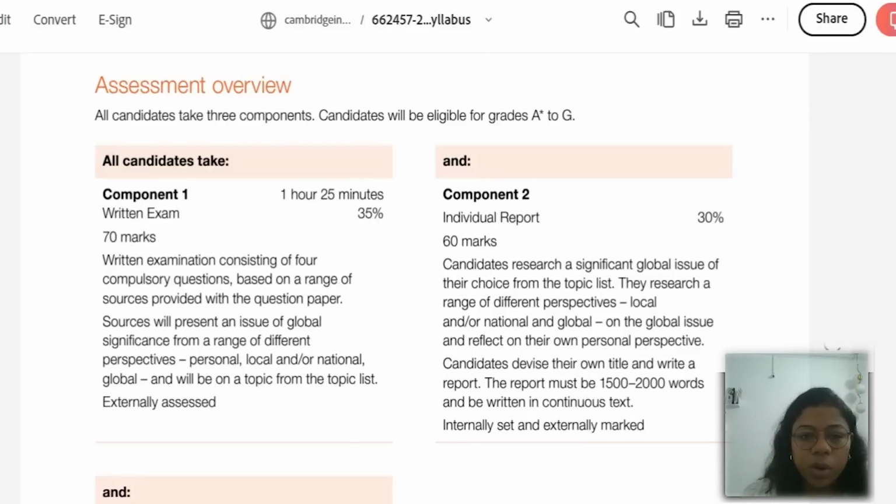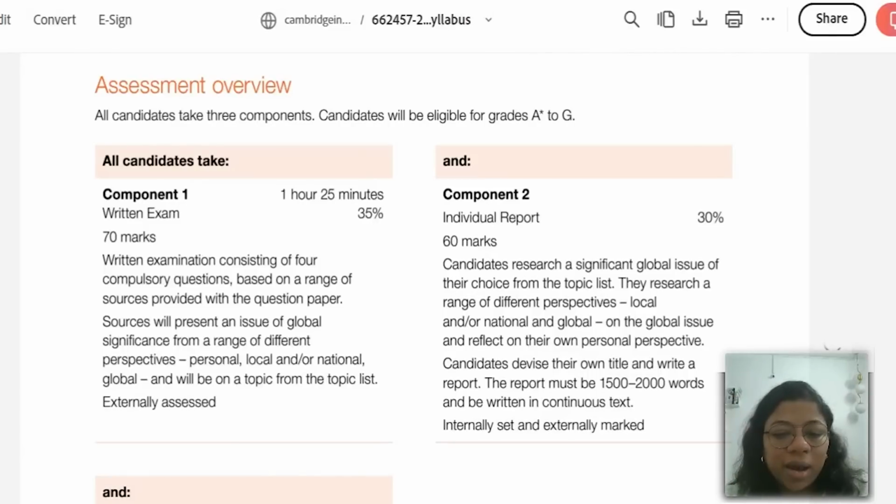The next component is your individual report. Individual report is 30% for 60 marks. And the best part about this is that it is internally set and externally marked. When we say internally set, it means you get ample time to write a beautiful individual report, and these 60 marks are 100% in your hand. You can keep on improving your individual report and make sure at the end you are at least in the range of 55 to 60 marks.